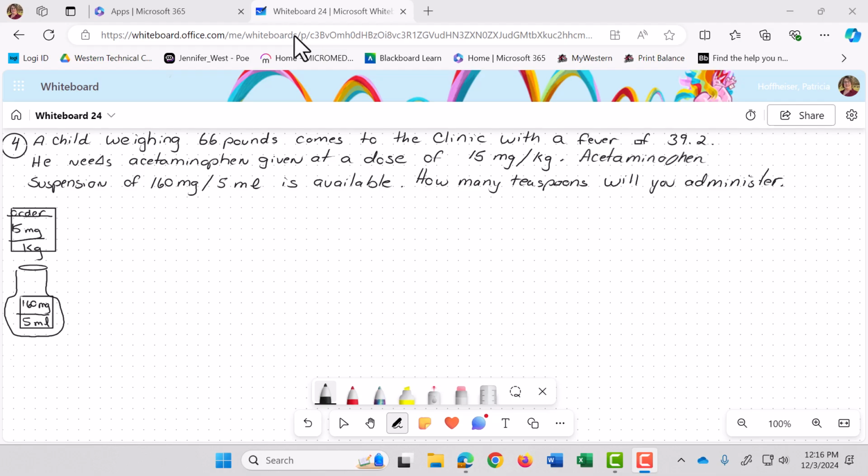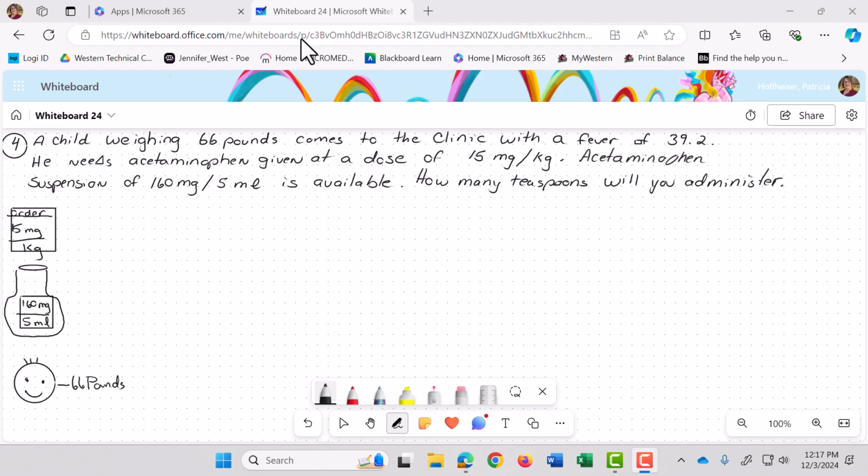Problem number 4 on the Tylenol worksheet brings in more of the conversion factors, which is an area where the students struggle. They really struggle with problem number 4 because it has a lot of content to it. And so I help them to begin by breaking it down. A child weighing 66 pounds comes to the clinic with a fever of 39.2. He needs acetaminophen given at a dose of 15 milligrams per kilogram. Acetaminophen suspension of 160 milligrams per 5 ml is available. How many teaspoons will you administer?